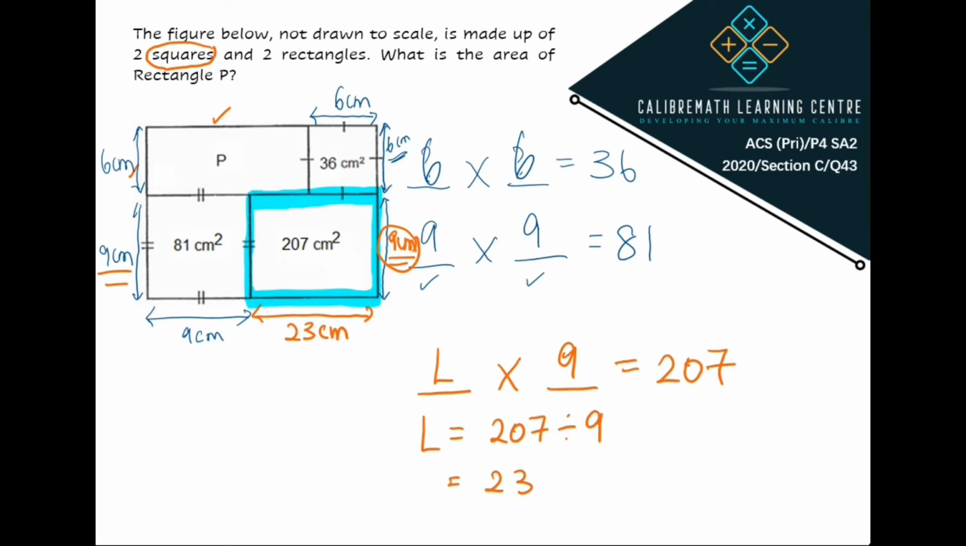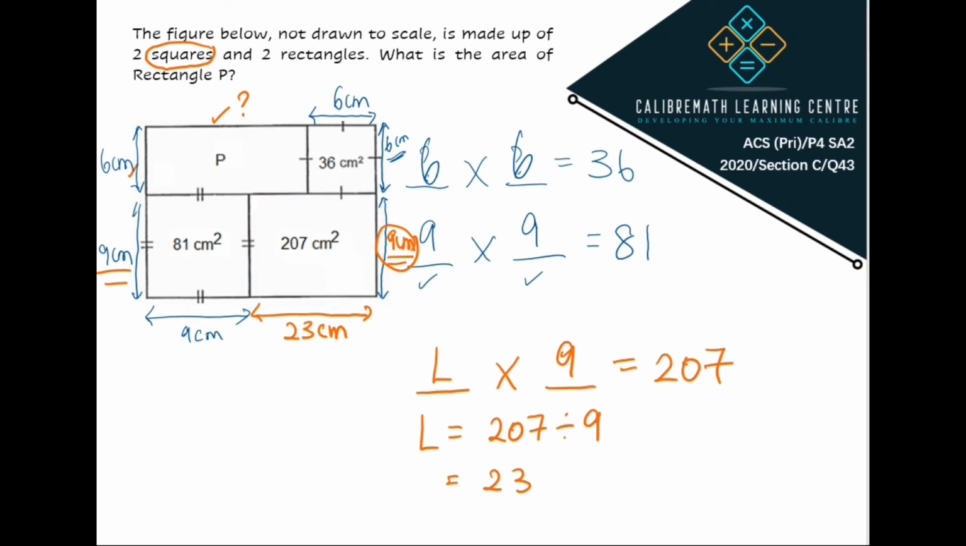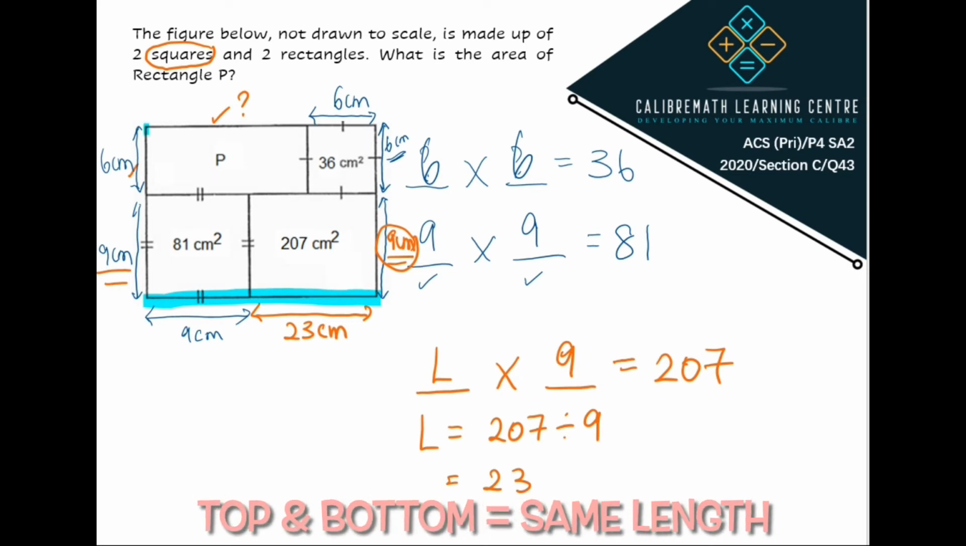Alright, now that we have this 9 centimeters and this 23 centimeters, how are we going to make use of that to find the length over here? As you can see, this entire length will be equivalent to this entire length. So they are both equal. So since we have the 9 centimeters and the 23 centimeters, we can find their total by using 9 to add 23, and that gives us an answer of 32. So that will mean that it's 32 centimeters over here.